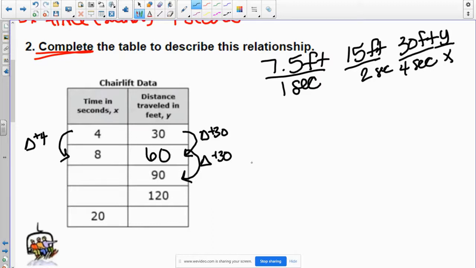So if this changes by 30, go back to my unit rate. Actually, it's just a rate of change up here. 30 is 4 seconds. So we're going to change this by 4 seconds again.